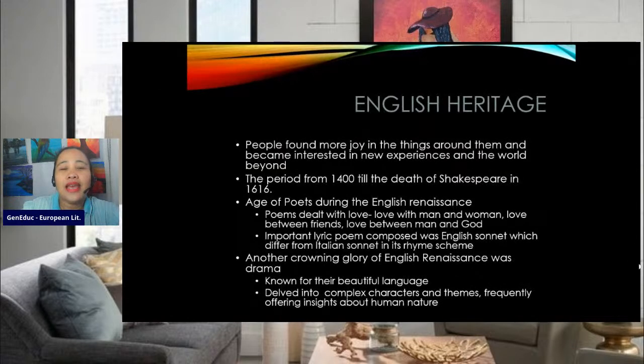All right. So the English heritage: people found more joy in the things around them and became interested in the new experiences and the world beyond. The period from 1400 till the death of Shakespeare in 1616, an age of poets during the English Renaissance. Poems dealt with love, love between man and woman, love between friends, love between man and God. Now, an important lyric poem composed was the English sonnet.